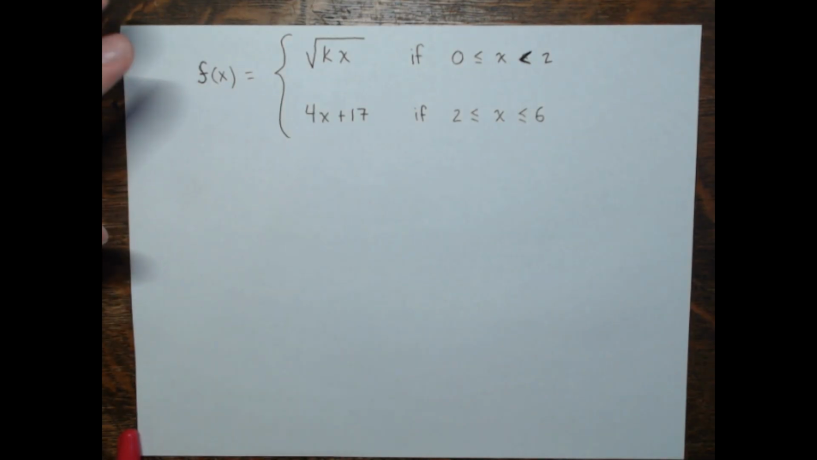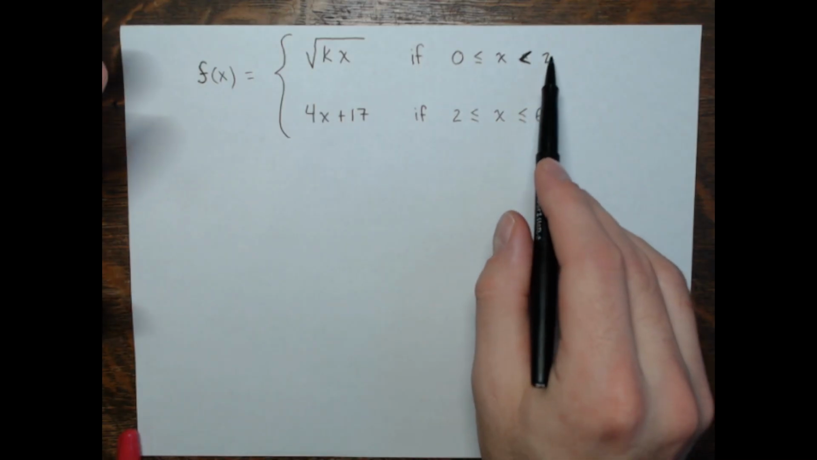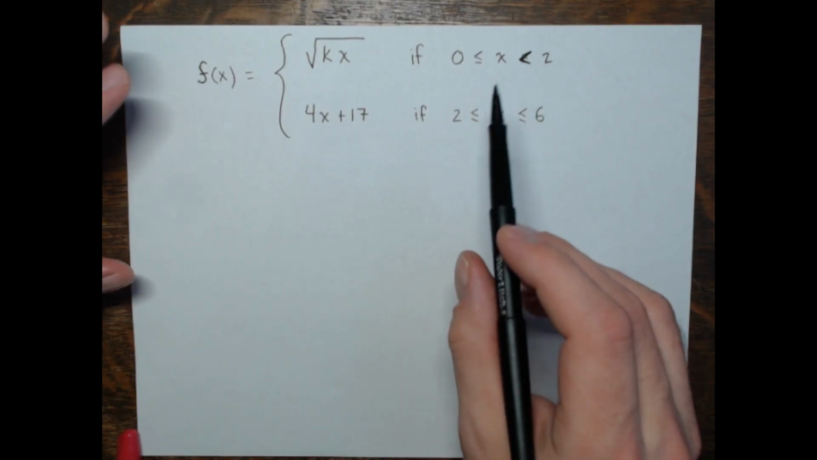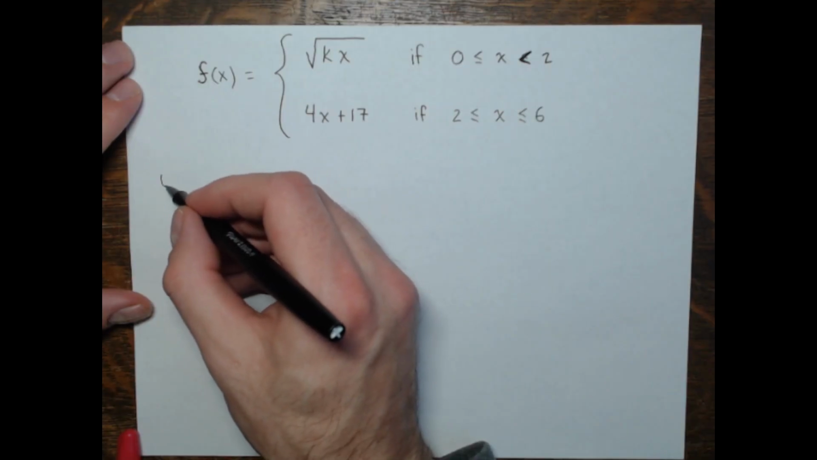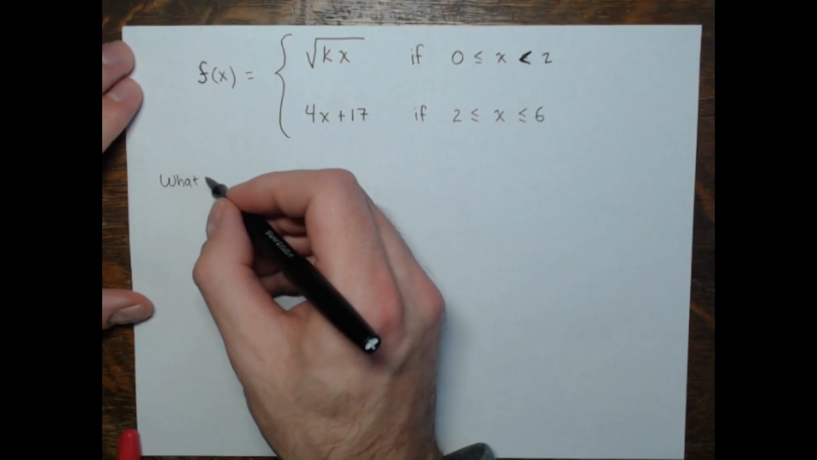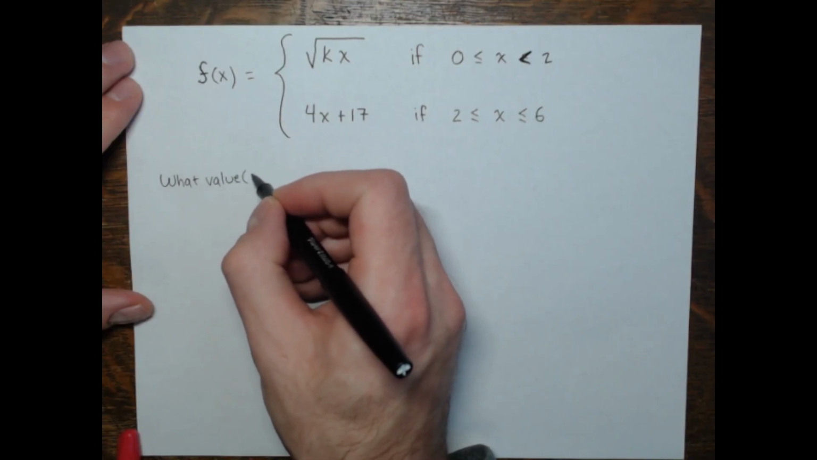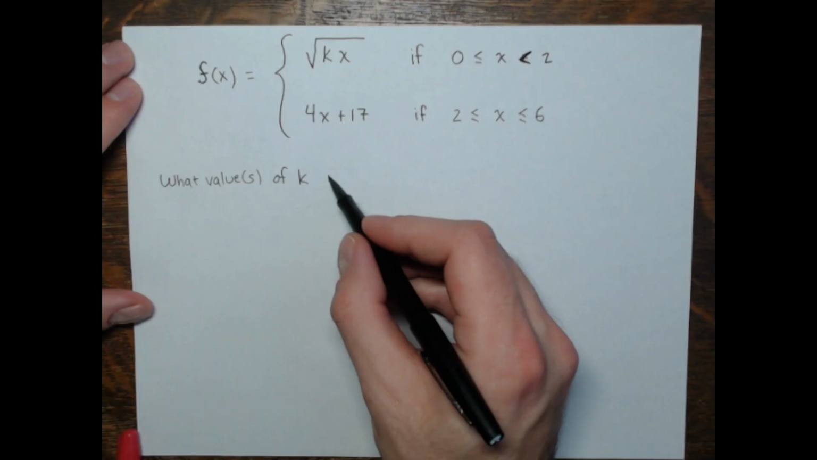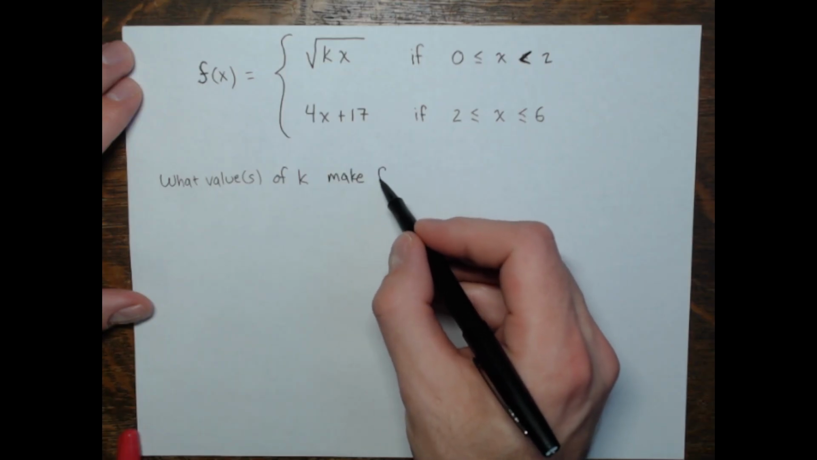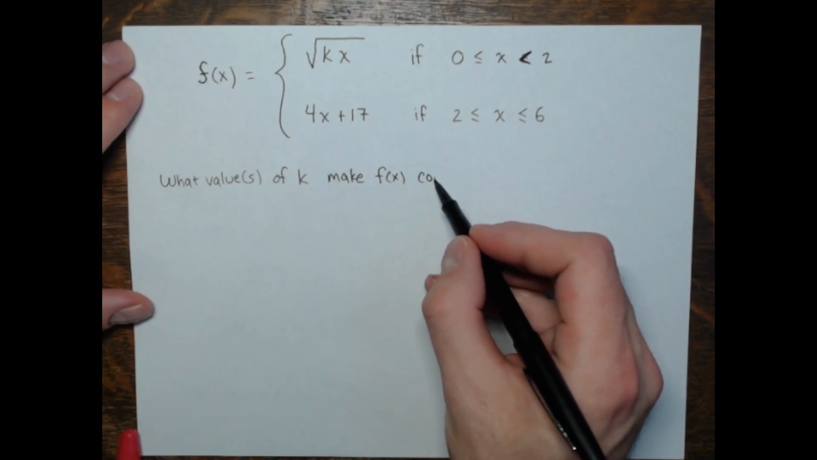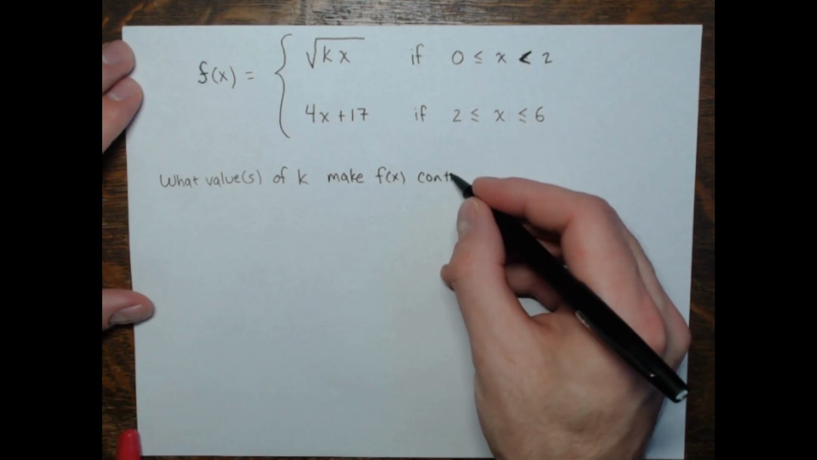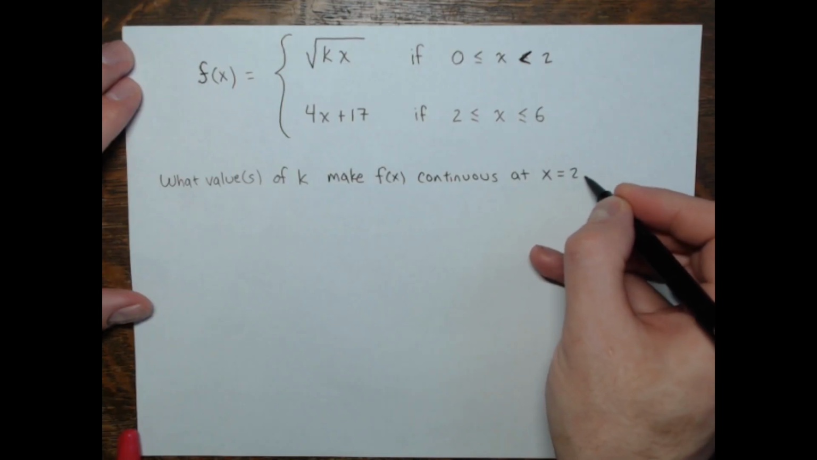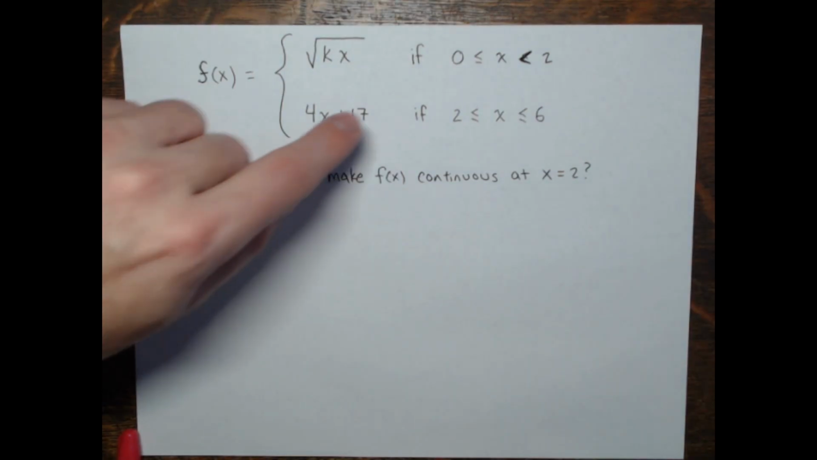So the only place this could possibly be discontinuous is at 2, right? That's where the pieces change. So I'm going to say what value and or values, there may be more than one, of k will make f of x continuous at x equals 2. Right, that's the question. Everywhere else is fine.